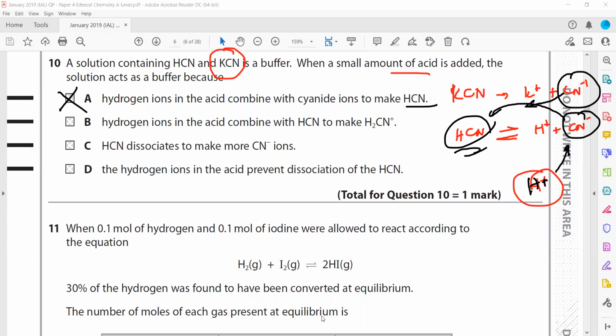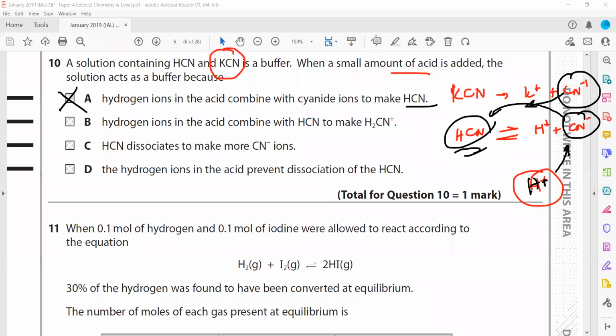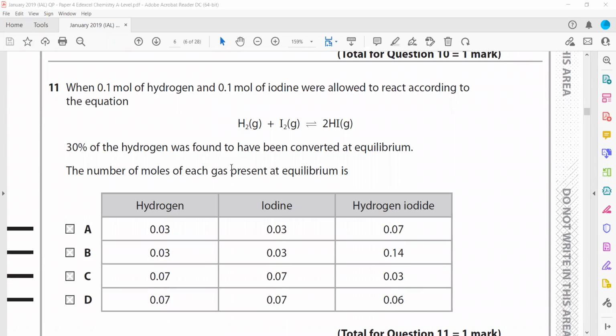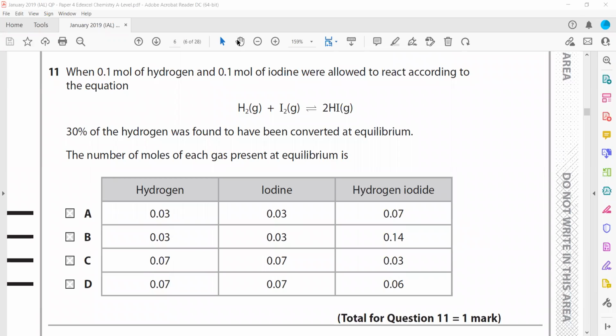Is it clear? In question 11, when 0.1 mole of hydrogen and 0.1 mole of iodine were allowed to react with each other, 30% of hydrogen was found to be converted at equilibrium. The number of moles of gas present at equilibrium. So H2 plus I2 gives 2HI.